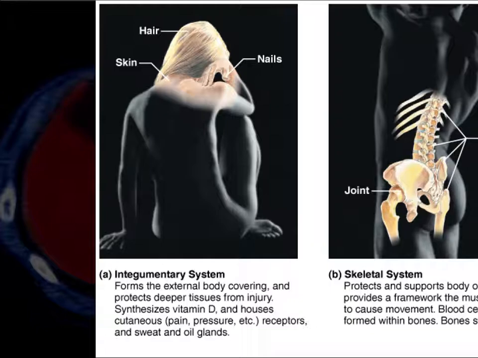So the first one that your book lists, and the first one that we'll talk about this semester, is the integument system, or the integumentary system. That's made up of your hair, your skin, your nails. What is a brief function of the integumentary system? Why do we have it? Protection, yeah. So, it protects us from what's outside. What else?